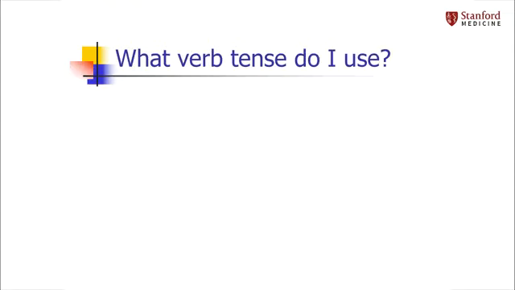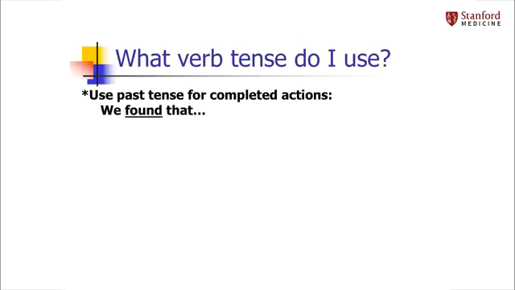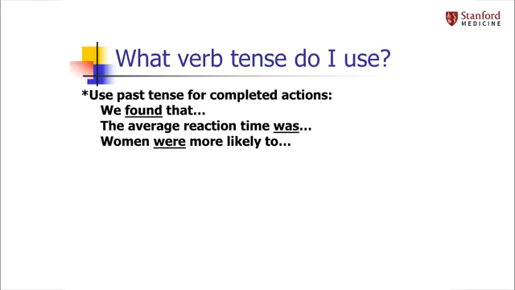Authors also get very confused about what verb tense to use, but it's actually pretty straightforward. The rule is that if you're talking about completed actions, things that are already finished, such as the experiments and analysis, use the past tense. So you would say, we found, because you found it in the past. Or the average reaction time was, because the experiment that measured reaction times has already been completed in the past. Or women were more likely to, or men smoked more cigarettes then, because again, these experiments were completed in the past.